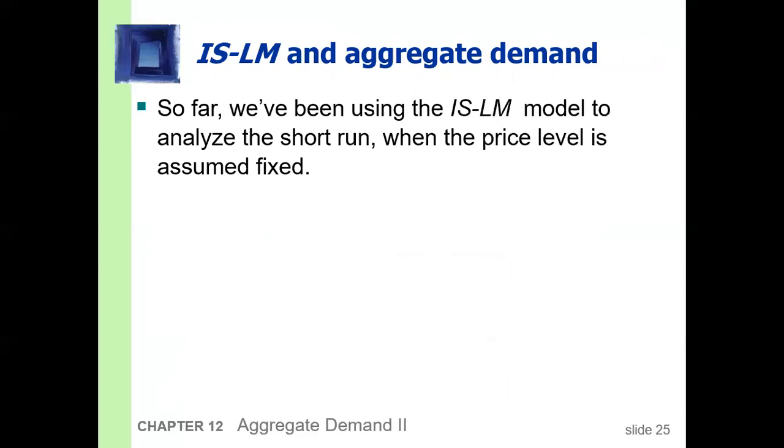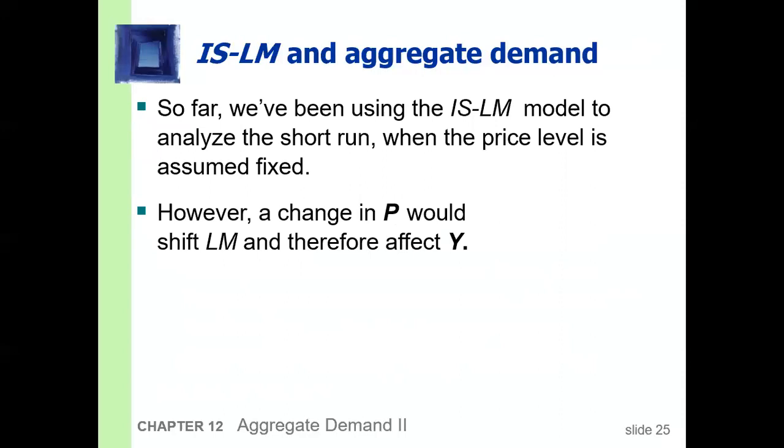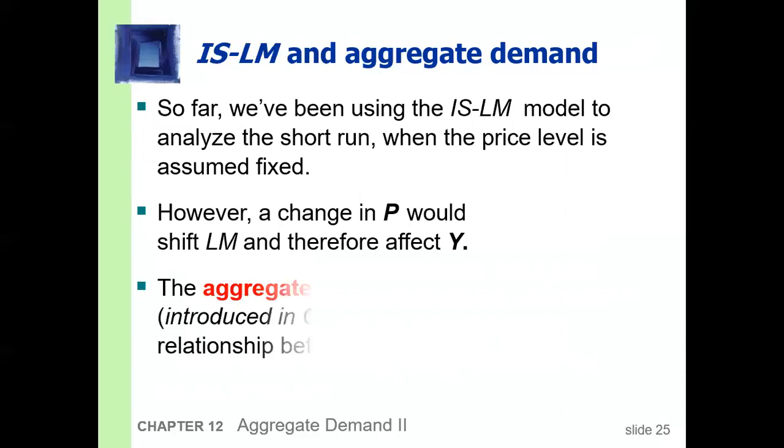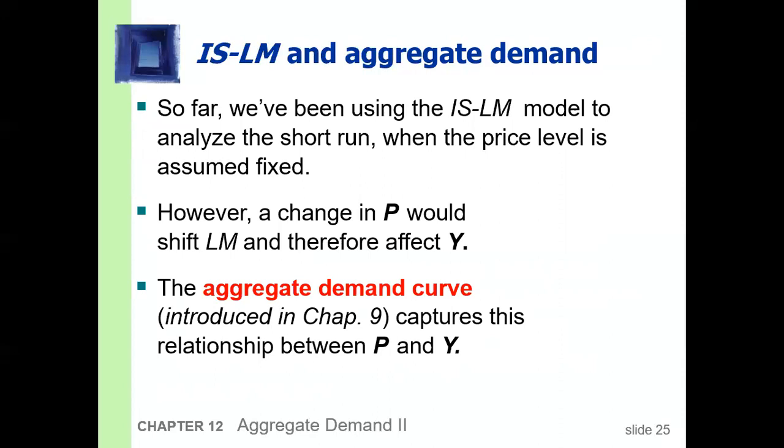Okay, let's now see the IS-LM model and the aggregate demand. So far, we have been using the IS-LM model to analyze the short run, when the price level is assumed fixed. However, a change in price would shift the LM curve and therefore affect output and income. So the aggregate demand curve, which was introduced in the previous chapters, captures this relationship between price and output and income.